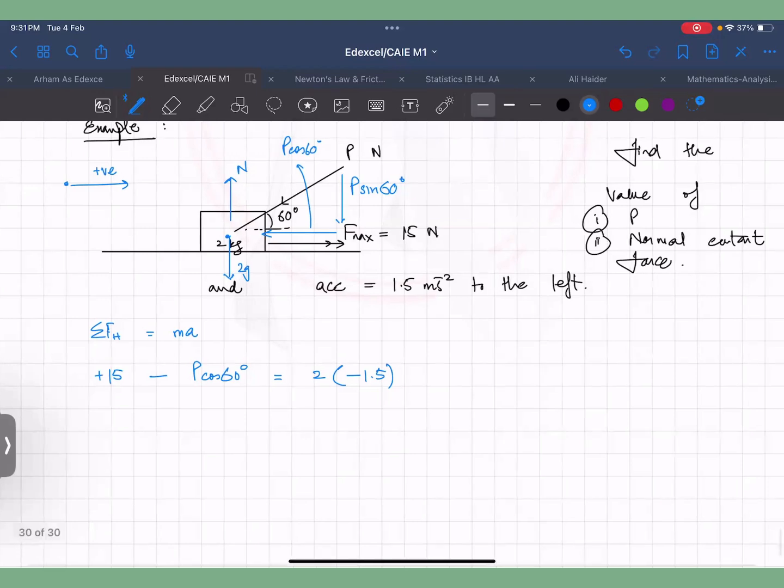Now I solve for the value of P. So 15, and if you solve this, it becomes 2 times 1.5 is equal to P cos 60. Cos 60 would be half, so this would become how much? 15 plus 3 is 18. 18 multiplied by 2 is 36. So P force is 36 newton.